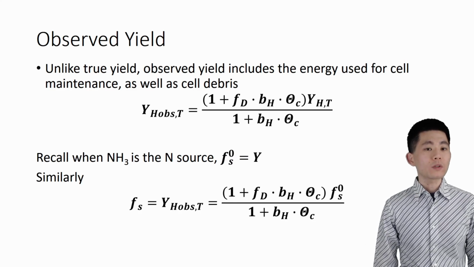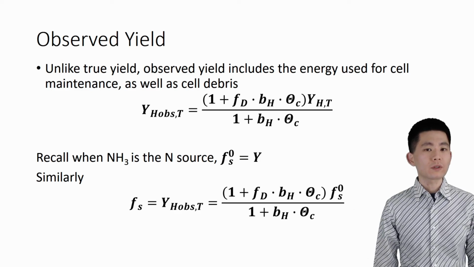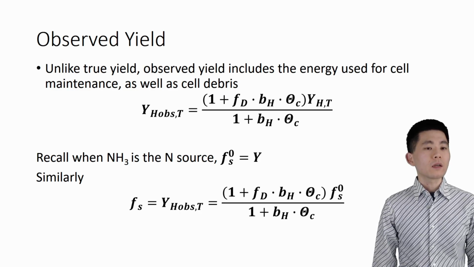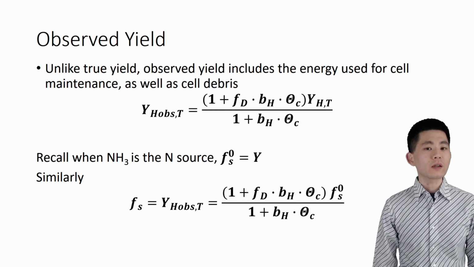Recall that when ammonia is used as nitrogen source, and all energy generated is used for cell synthesis, the fraction of electrons from the electron donor that goes to cell biomass, fs, equals the true yield. Similarly, when decay and cell maintenance are considered, fs equals the observed yield.